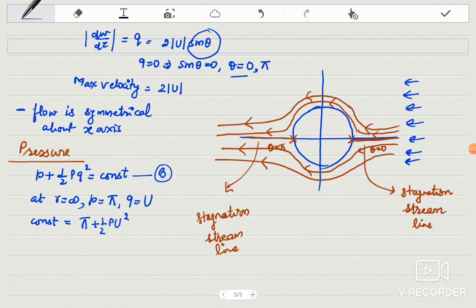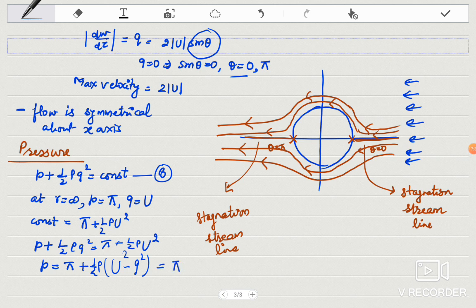So it is the value of the constant, and putting this value, I'll get P plus half rho Q square is equal to pi plus half rho u square. Now I will put the value of Q square, and solving I'll get P is equal to pi plus half rho u square minus Q square. You have calculated Q square. Solving you will get pi plus rho u square by 2 into 1 minus 4 sine square theta. You can put the value of Q square and will get this one. Now this is the pressure.